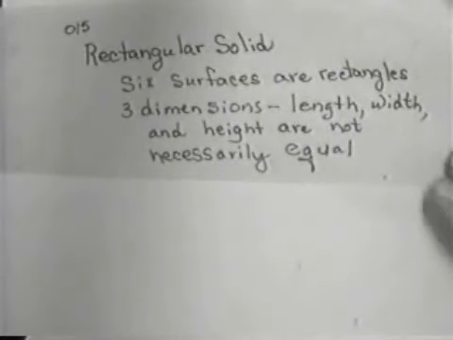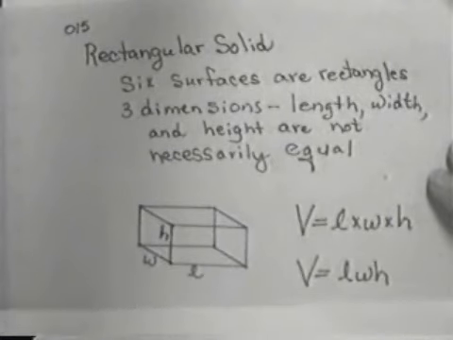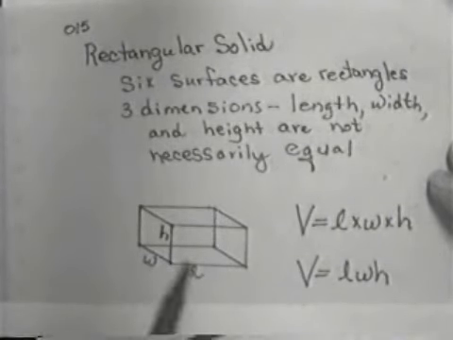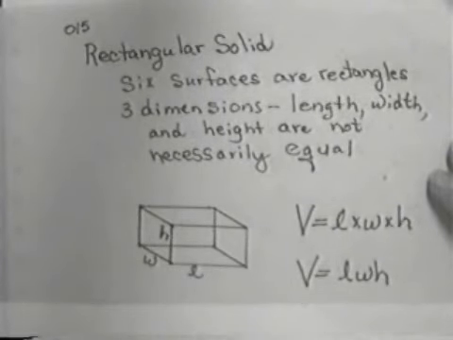The other three-dimensional solid that we want to talk about is a rectangular solid. In a rectangular solid, your 6 surfaces, instead of being squares, are rectangles. And your 3 dimensions, your length, width, and height, are not necessarily equal. Here's a picture of a rectangular solid. Notice that you have rectangles as your 6 surfaces.